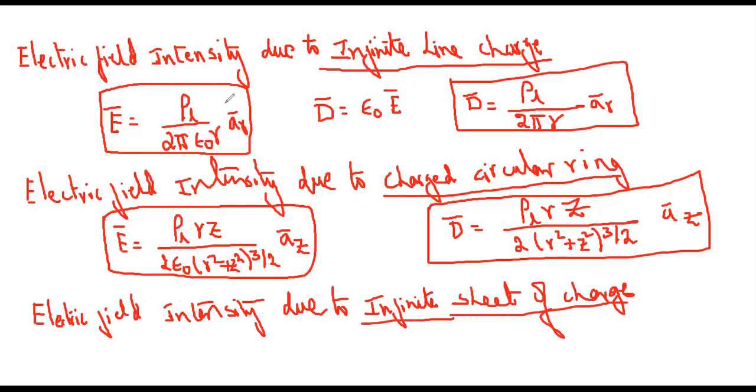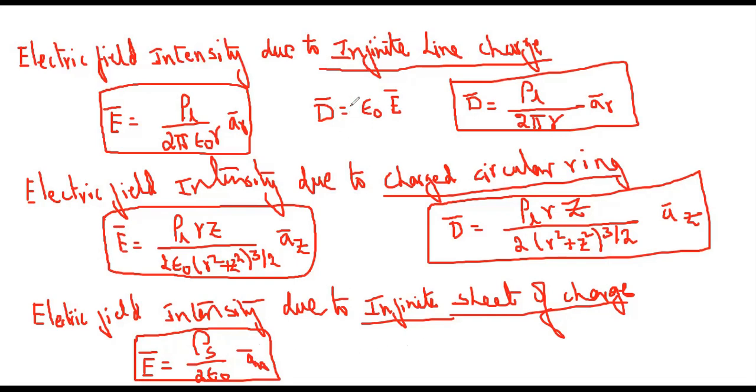Got it, my students? The infinite line and circular ring have the charges on the length only, the rho L. Now it is a sheet, so E bar is equal to, in terms of the surface charge rho S, rho S by 2 epsilon naught AN bar. Actually, it is AZ bar when it is on the XY plane and Z is equal to 0. If it is below Z equal to 0, the direction is minus AZ bar.